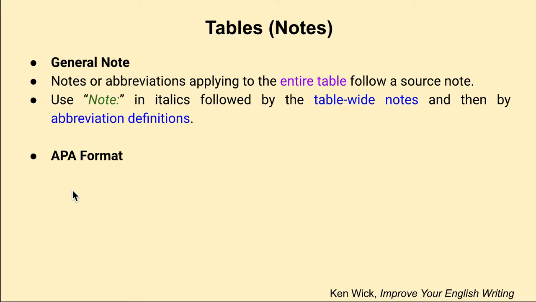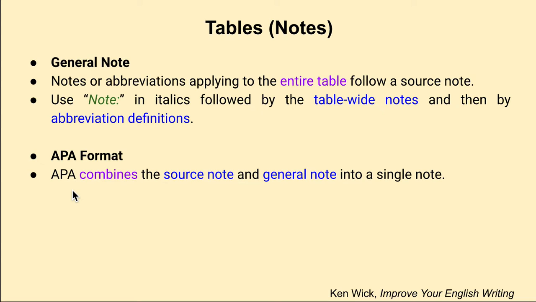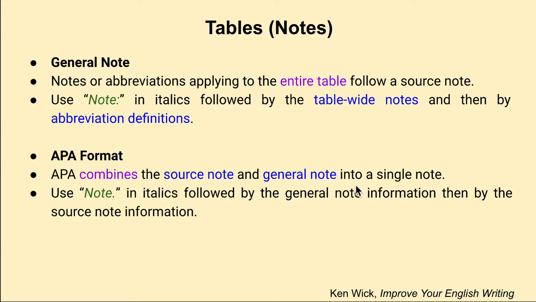Now, APA format. The APA format actually combines the source note and the general note into a single note. So it uses note with a period, and the note is in italics, followed by the general note information, and then by the source note information. Just so you know, it does not have source and then note. It just has note with the combined information.